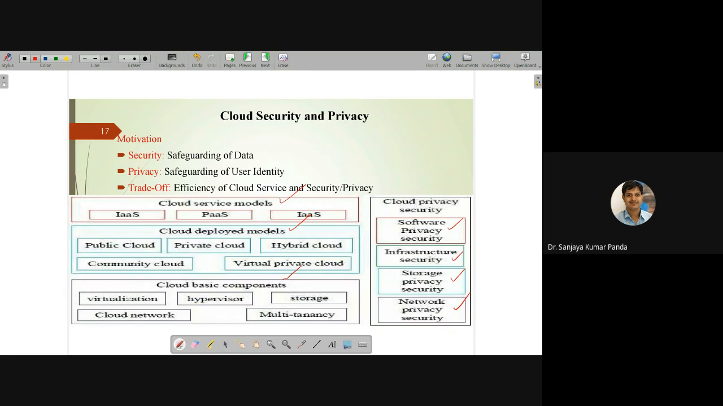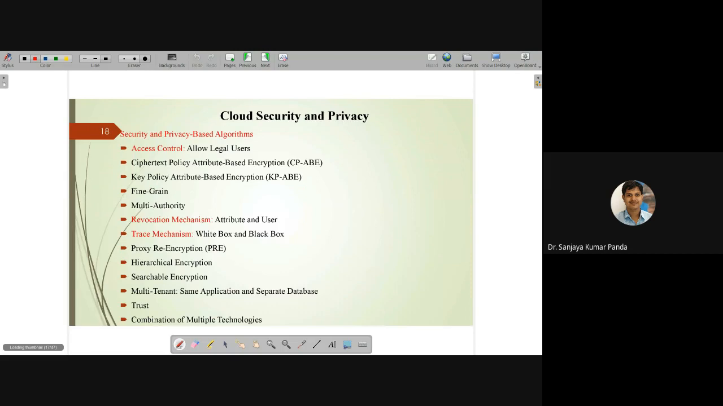Infrastructure-wise also, if your data is kept in the infrastructure, it may cause some privacy issues, right? In the storage case also you have privacy and security issues, right? In the network case also you may have privacy and security issues. So in order to avoid that, there are a lot of mechanisms we have in order to protect the security as well as privacy. We have a lot of algorithms in the literature.